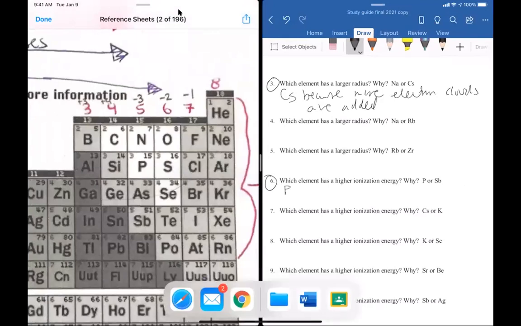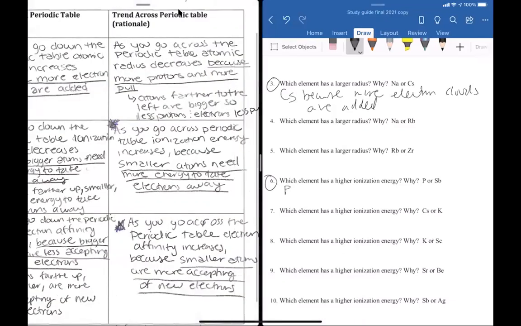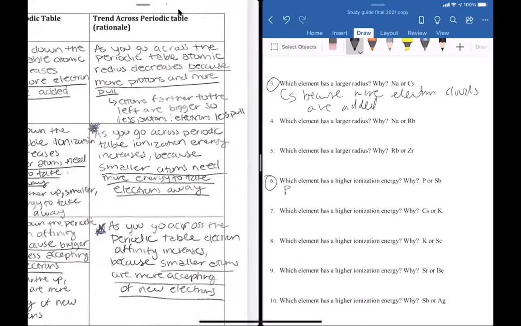And then, like I said before, you can use the same explanation that is starred right here. And it doesn't matter if it's across or down. And the explanation is the following. Smaller atoms need more energy to take electrons away. So P because smaller atoms need more energy to take electrons away.